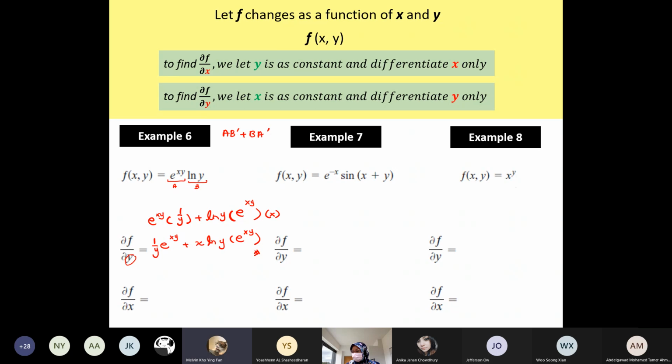My answer is ln y times y e to the power of xy. Okay, so correct. So I can write it down like this: y ln y e to the power of xy, isn't it? Okay, so you may check later how to get this value, for those who still cannot get the answer. Okay, do it one by one, like I showed previously.